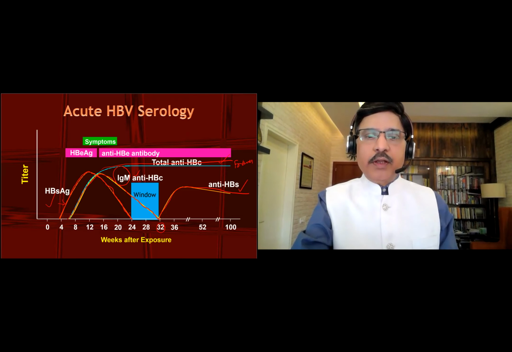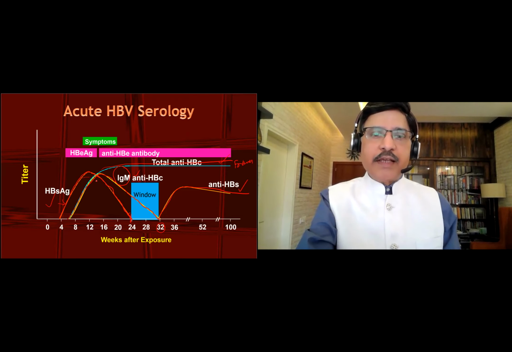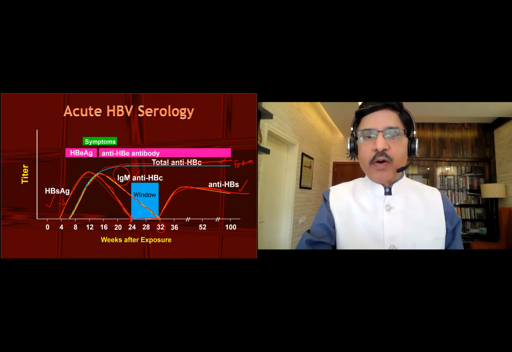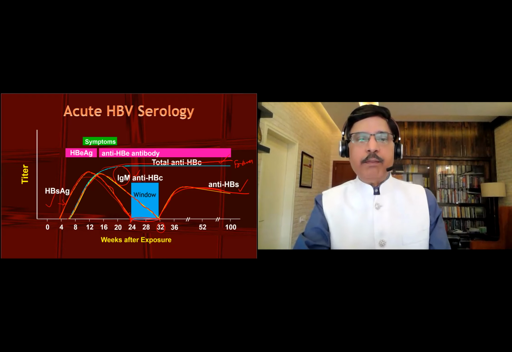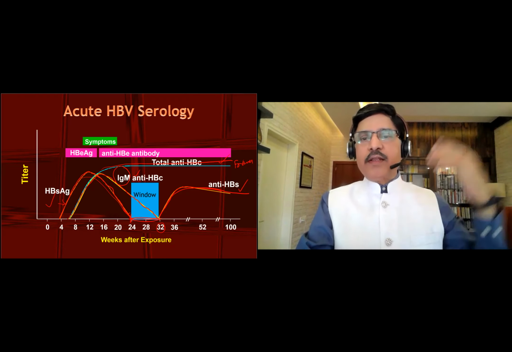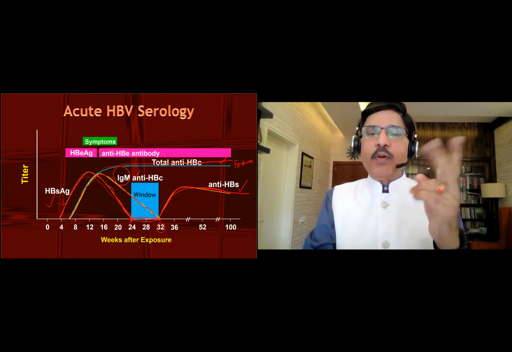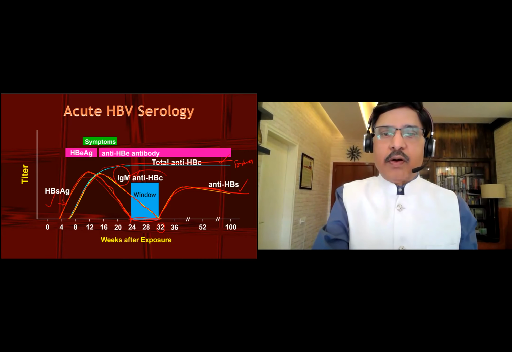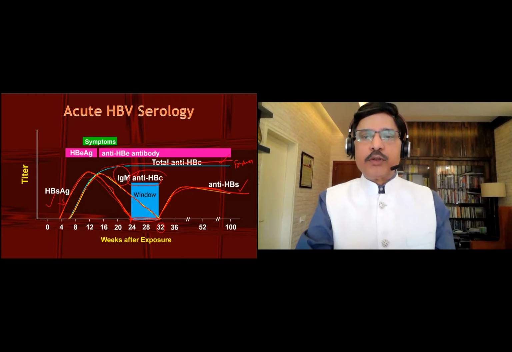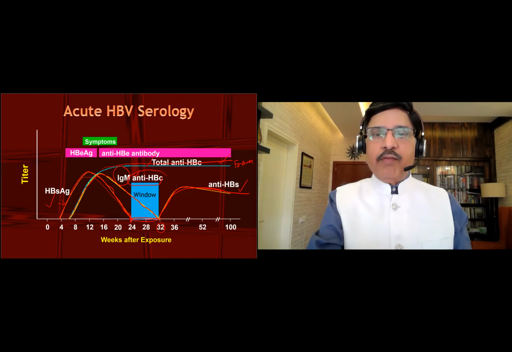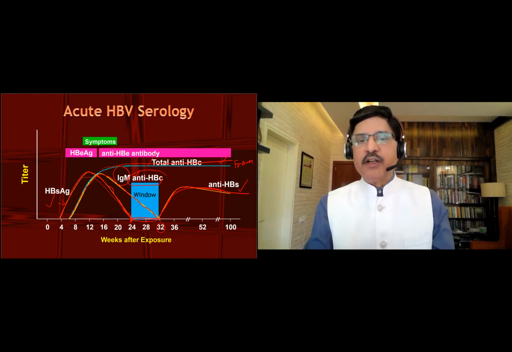And here you see there is no HBs antigen, there is no HBs antibody, and that period is called the window period, because neither the surface antigen is detectable, nor the antibody is detectable. That lasts around 8 weeks, and that is called the window period, in which, of course, the IgM antibodies are absent, but the total antibody will be positive in such a person.